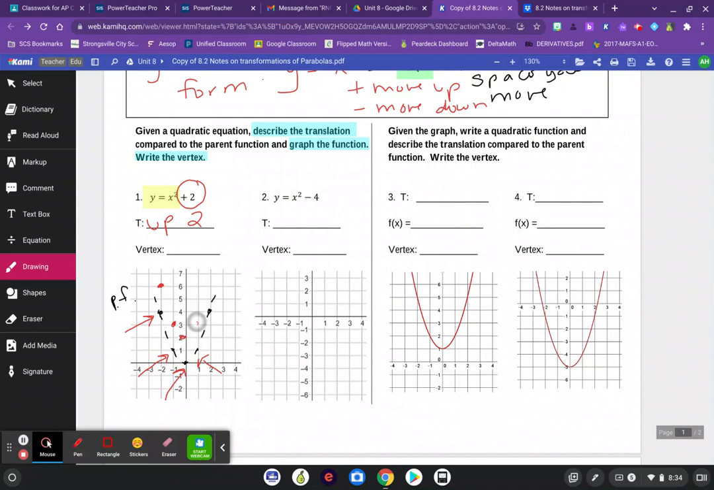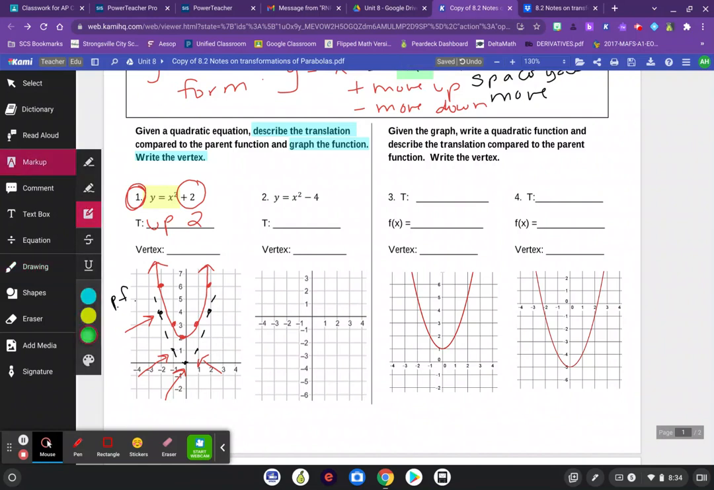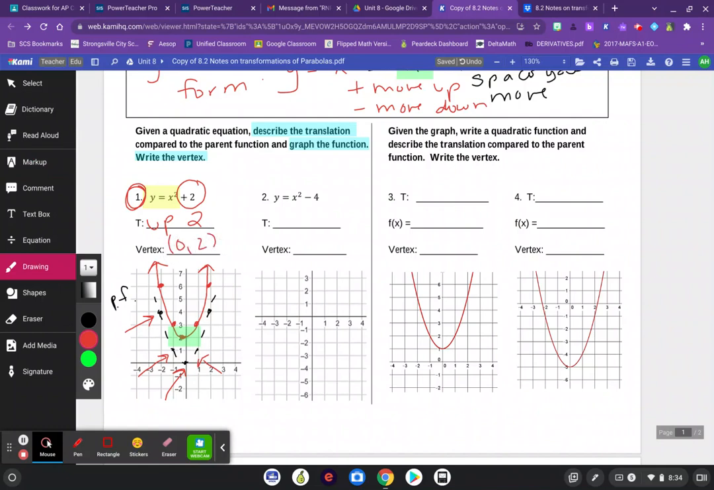Take each point on that parent function, and I'm going to count up 2 until I get my new function, and this is the graph of the function y equals x squared plus 2. My vertex now has shifted, right? My vertex now is here, and that's at the point (0, 2), which hopefully makes sense. Instead of being at (0, 0), I'm now at (0, 2) because I've shifted up 2.